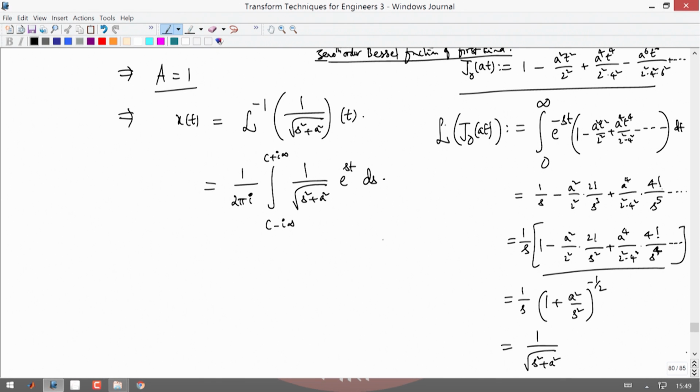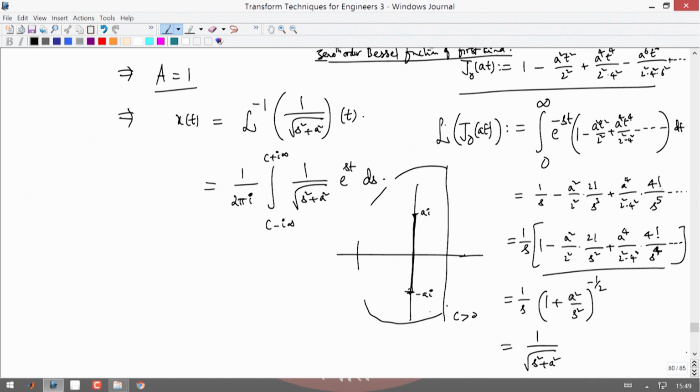Sorry, the branch points are ai and minus ai. So in the complex s plane, you have ai here and you have minus ai. This is the cut you have to make, this is the cut you remove. If you use this as a cut in the complex plane, you can choose any positive c, so you can consider the usual Bromwich contour. And somewhere you have to avoid this.